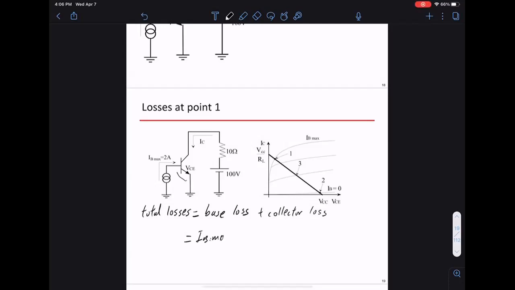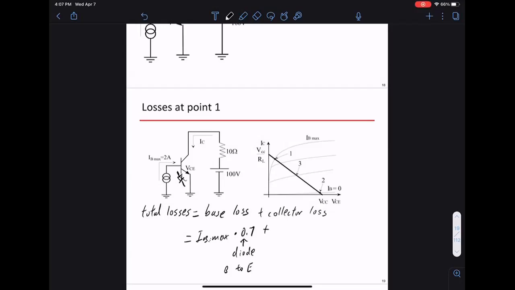current times 0.7, right? This is the IV loss. This 0.7 comes from the fact that we have a diode from B to E. So the base looks like a diode for us, and that's where the 0.7 voltage drop comes from. That's why we have 2 amps pushed across a 0.7 voltage drop. That's one source of loss.